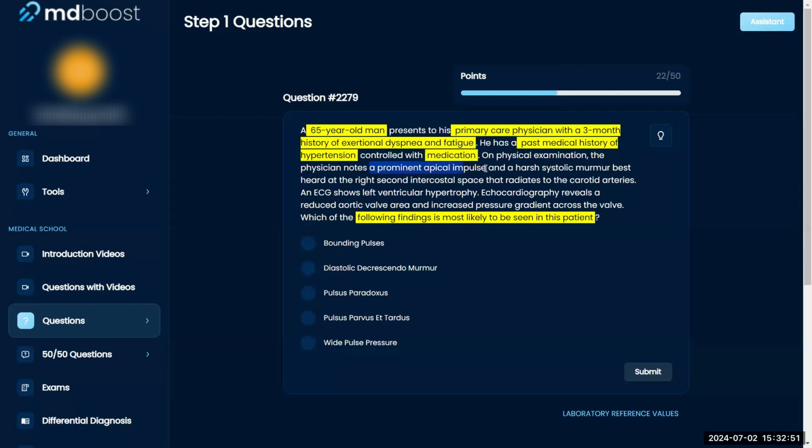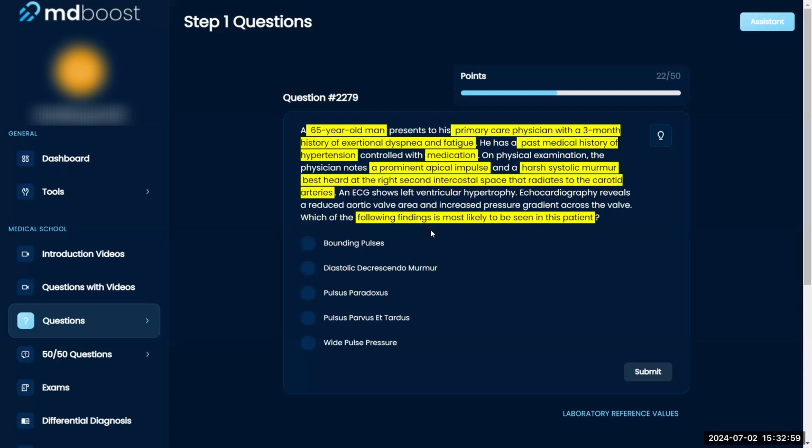On physical examination, the physician notes a prominent apical impulse and a harsh systolic murmur, best heard at the second intercostal space, radiating to the carotid arteries. ECG shows left ventricular hypertrophy. Echo reveals reduced aortic valve area and increased pressure gradient across the valve. Which of the following findings is more likely to be seen in this patient?